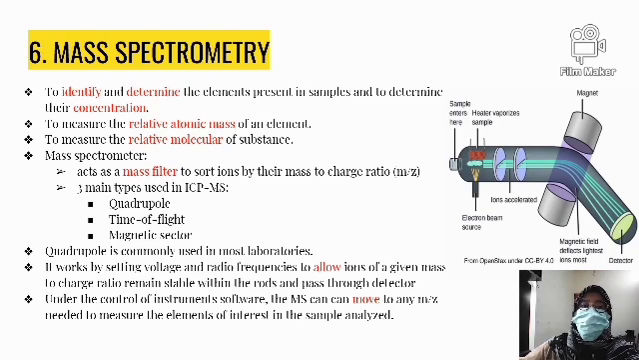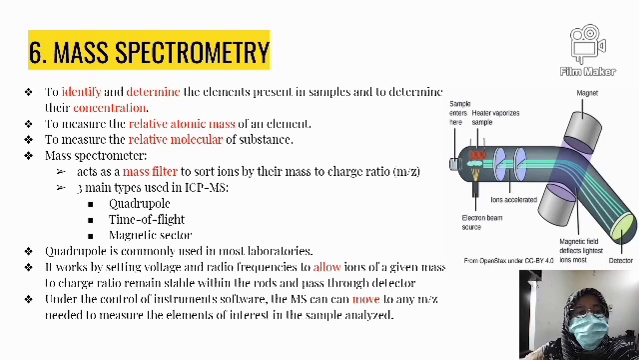So we move to the most important component in ICP-MS, which is mass spectrometry. Mass spectrometry is used to identify and determine the elements present in samples and to determine their concentration. It is also used to measure the relative atomic mass of an element and the relative molecular mass of a substance. The mass spectrometer acts as a mass filter to sort ions by their mass to charge ratio, m/z. There are three main types used in ICP-MS, which are quadrupole, time of flight, and magnetic sector.